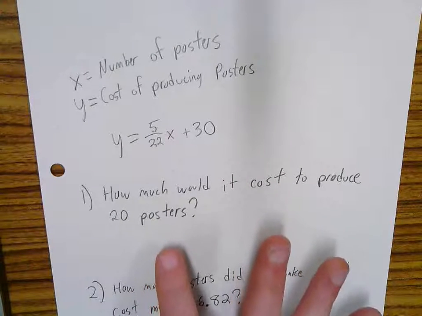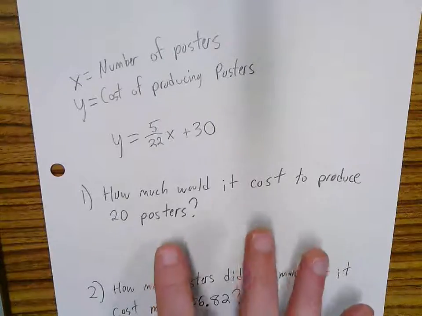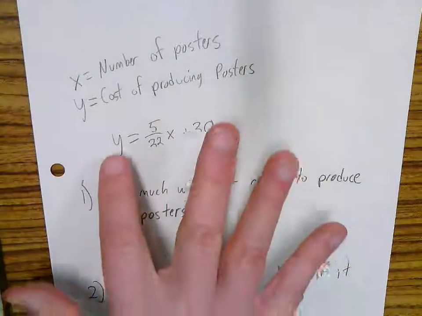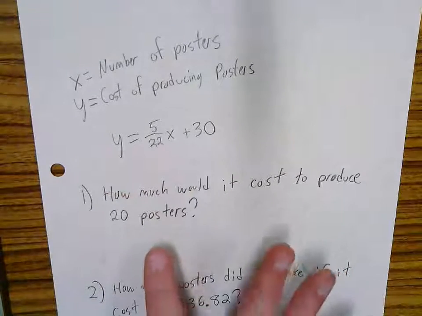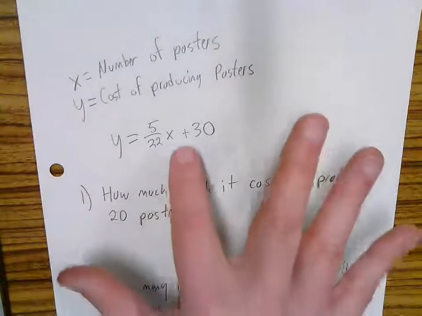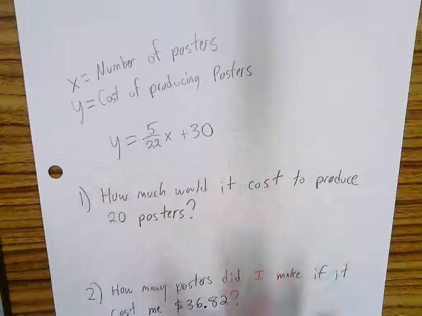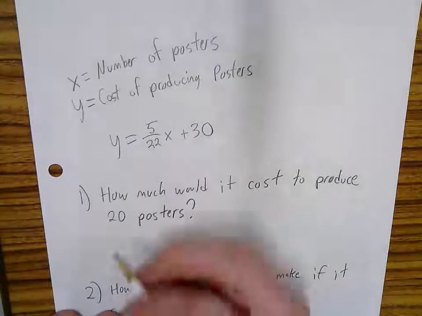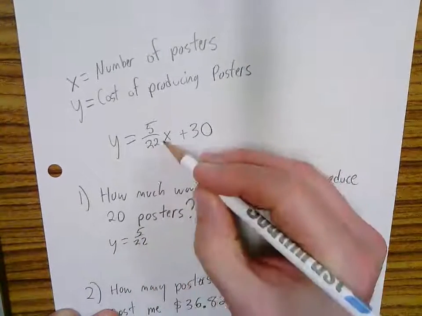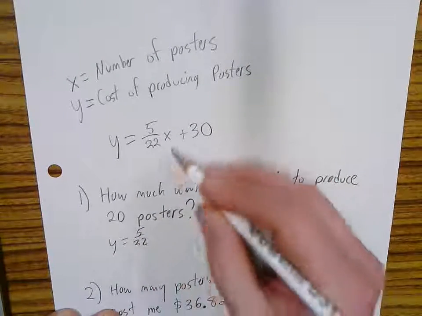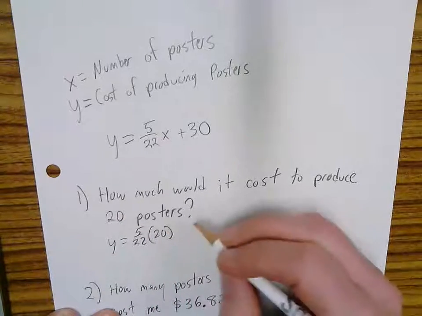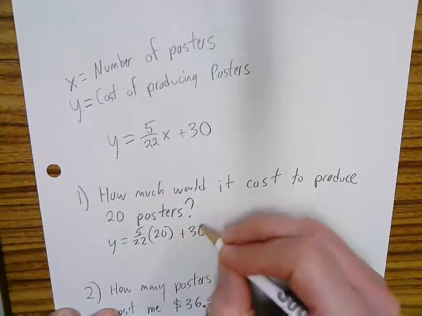Well, basically, this is just substitution. I know that X is the number of posters. I'm finding out how much Y, the cost, would be if I produce 20 posters, so I need to substitute a 20 in for the X and find out what the Y is. So here I go. I have Y equals 5 over 22, and instead of writing the X here, my X is 20. I'm going to put in the 20 right there, and then I add 30 to that.